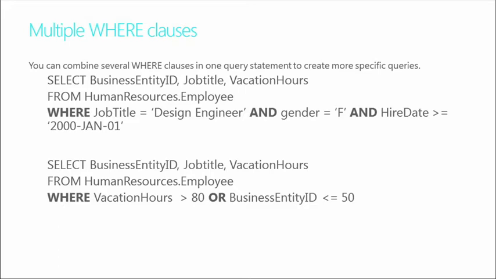I'm specifying three bits of criteria. Each record that's going to be returned has to meet all of them. They have to be a design engineer, they have to be gender female, and they have to have been hired later than January 1st of 2000. So I'm getting very specific.